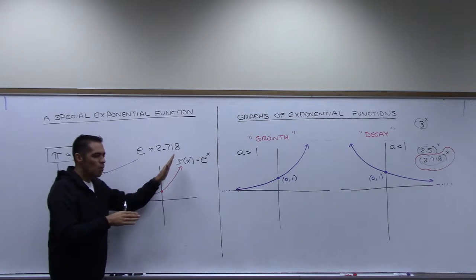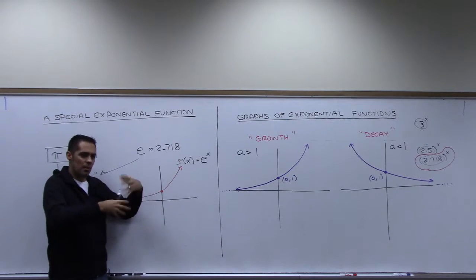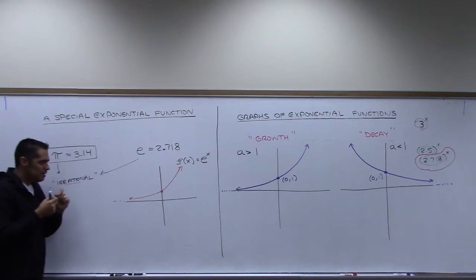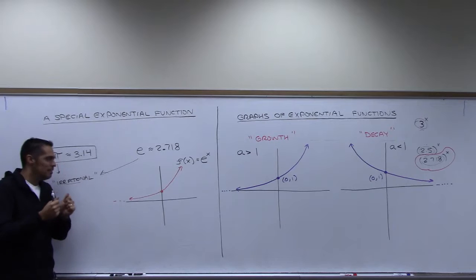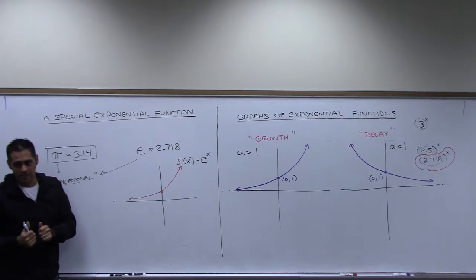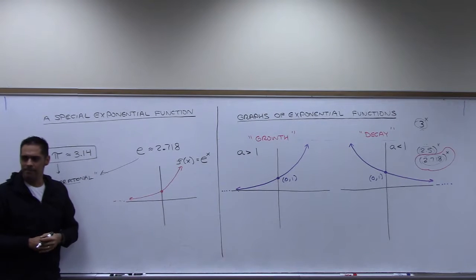This particular function grows in a certain way, just the way that it goes up, how fast it goes up, the rate at which it's growing. It just so happens that this is the only function that grows a certain way that in calculus we need.